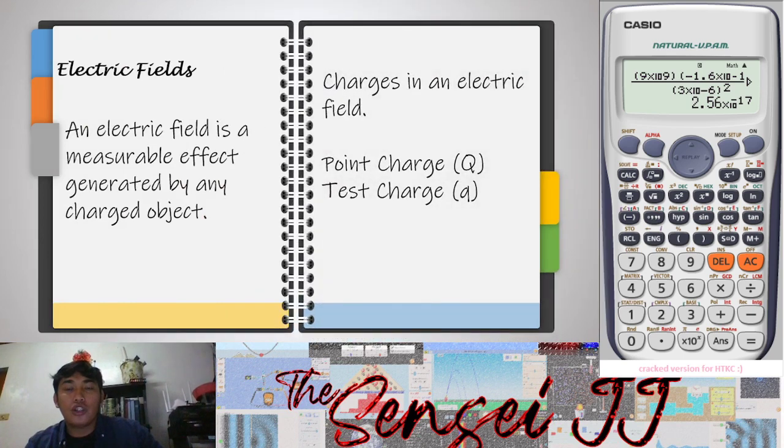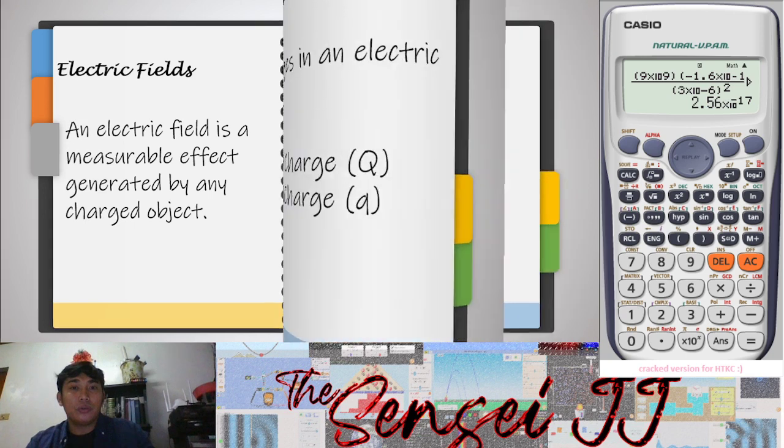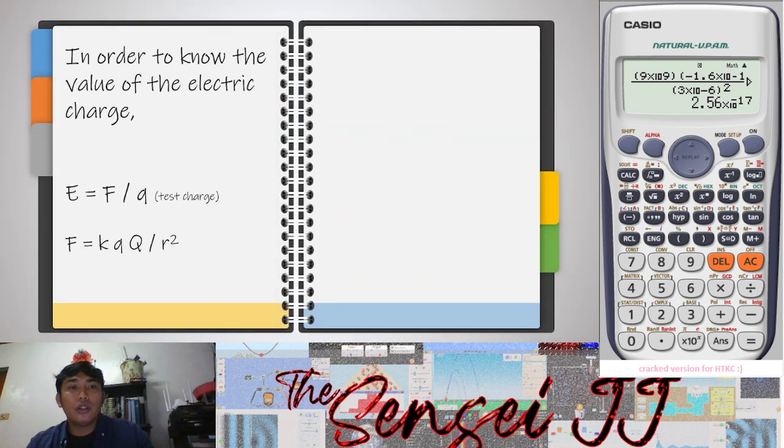Okay, so point charge is represented by capital Q, and the test charge is represented by small letter q. In order to know the value of the electric field, we will be having our formula. Electric field is equivalent to force over q, or our test charge. Our force in here is kQq all over r squared.